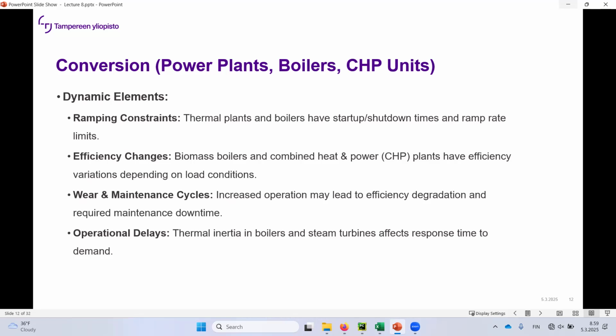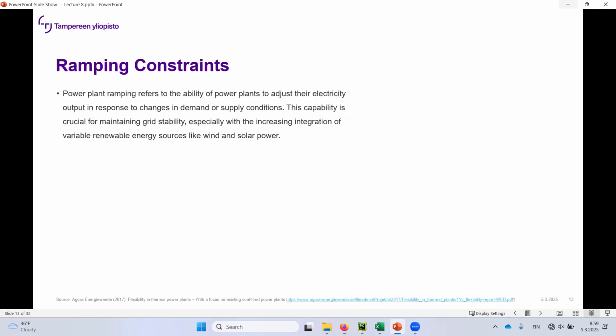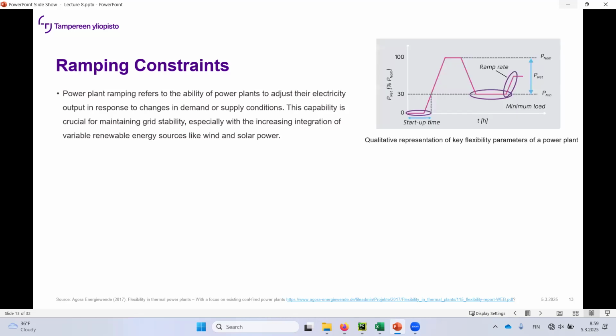So I have kind of the most interesting aspects of these. So ramping constraints. This refers to the plant's ability to adjust their electricity or district heating production output in response to changes in demand and supply conditions. So you have a certain startup time, and then you have a certain minimum load. For example, with electricity, it's just the amount of steam that you have to produce to get the turbine running.